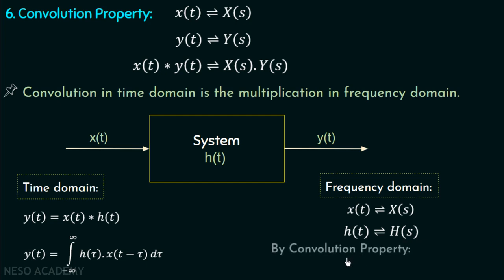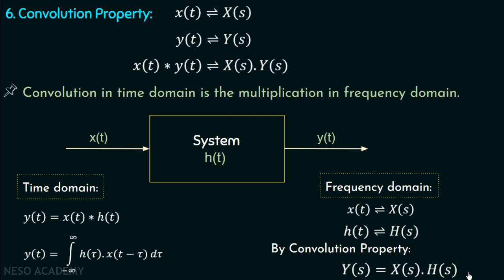Then by the convolution property, y of s can be easily calculated as y of s equal to x of s multiplied by h of s. In this case, y of s is the Laplace transform of y of t. And if we want to find the time domain function, then we can take the inverse Laplace transform of y of s. In this way, by the use of the convolution property of Laplace transform, we can easily find the output of any L.T.I system. So this is the significance of the convolution property.